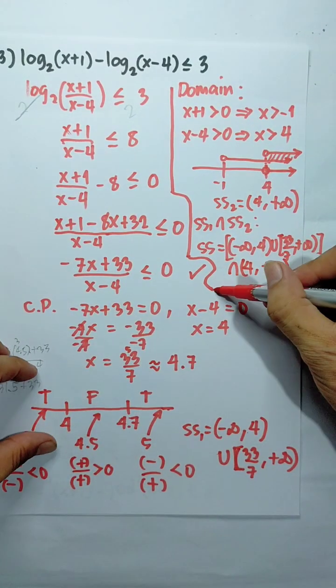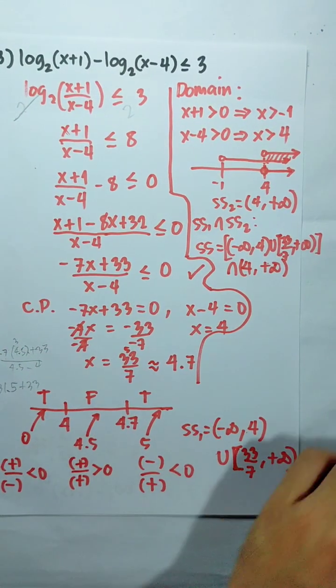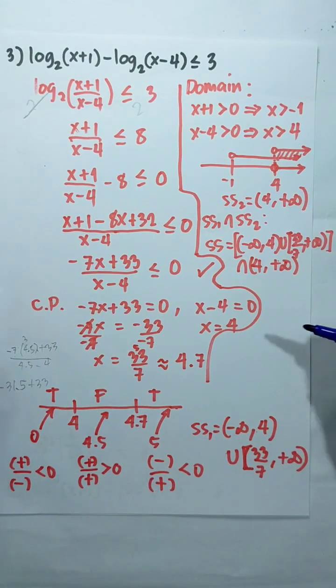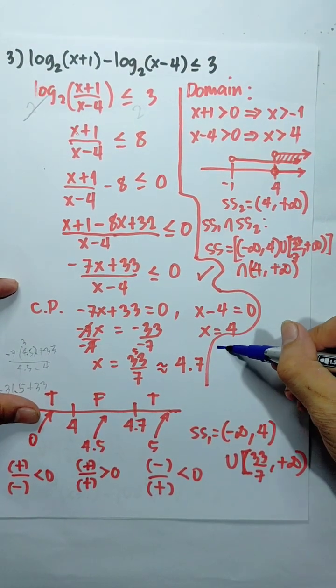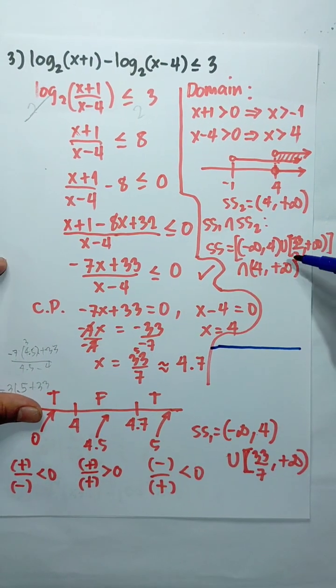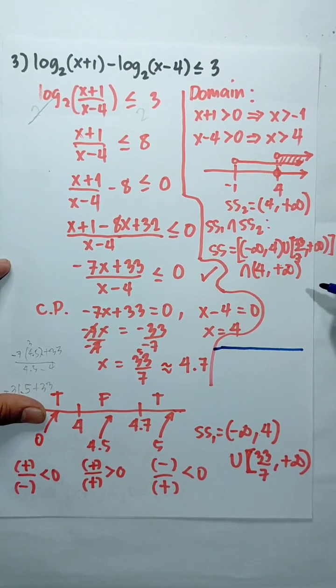Now let's continue here. I will draw the graph using blue color. Okay, let's write down the endpoints. So all the endpoints here, we got 4.